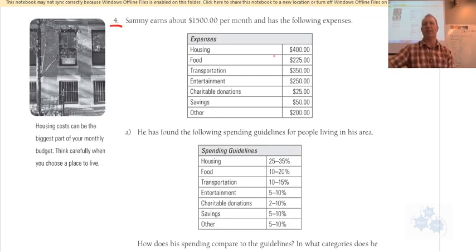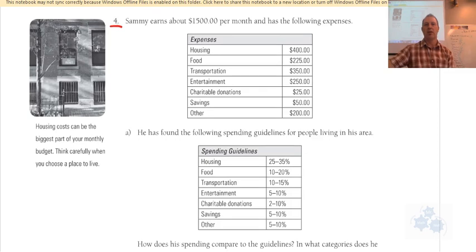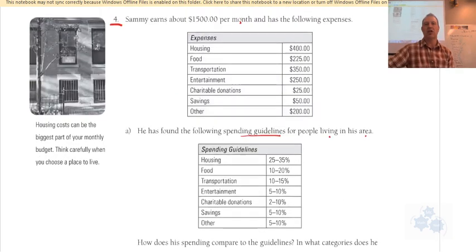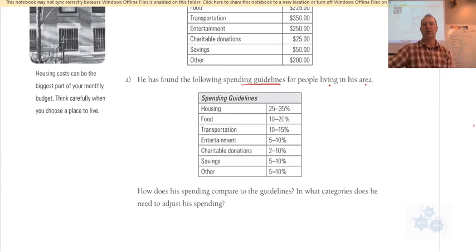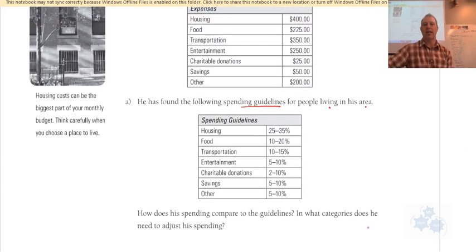That's sort of our last example for the day today. Sammy earns about $1,500 per month, and has the following expenses. Here is a list of his expenses. He's found the following spending guidelines for people living in his area. Remember we talked earlier about spending guidelines. It's a suggestion for percentages. How does his spending compare to the guidelines? In what categories does he need to adjust his spending?